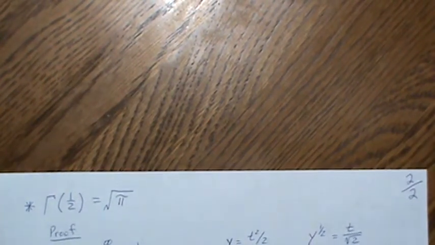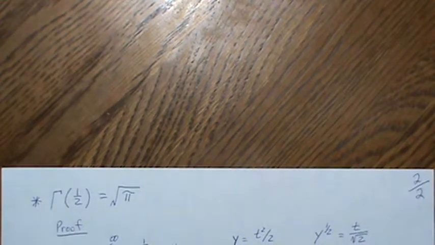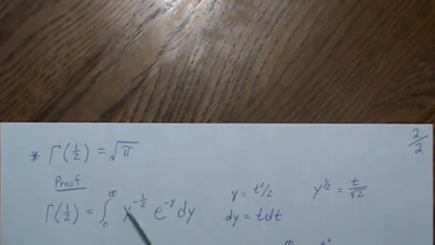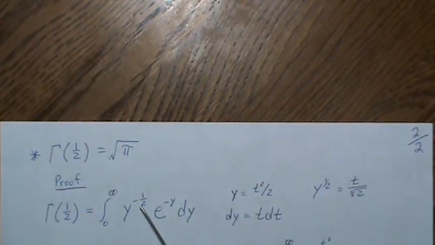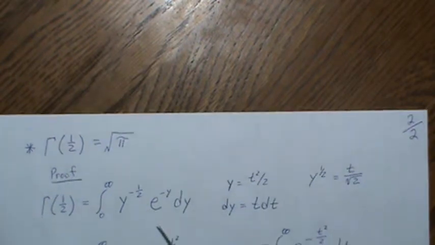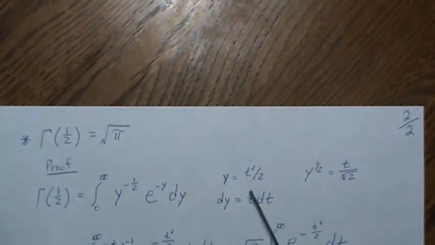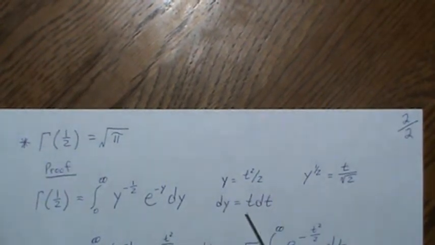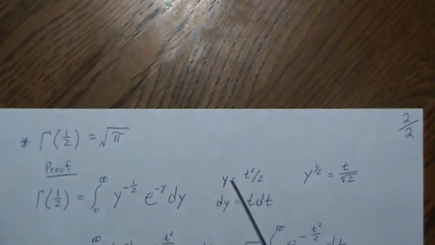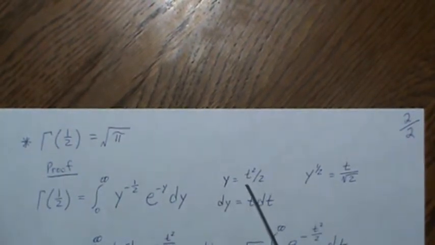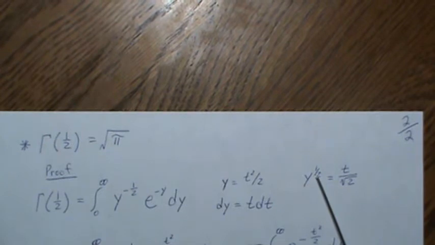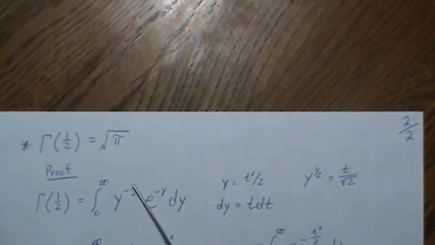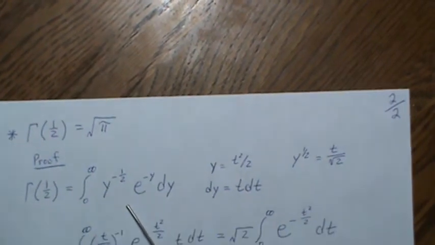Gamma of 1/2 is square root of pi. And a quick little proof of that is you plug in 1/2 and you get 1/2 minus 1, which is minus 1/2, in this. We do a substitution of y equals t squared divided by 2. So dy is equal to this. And you can back solve for, or take the square root of both sides to get the y to the 1/2, which is equal to t over the square root of 2. And we do that because we have a y to the half here.